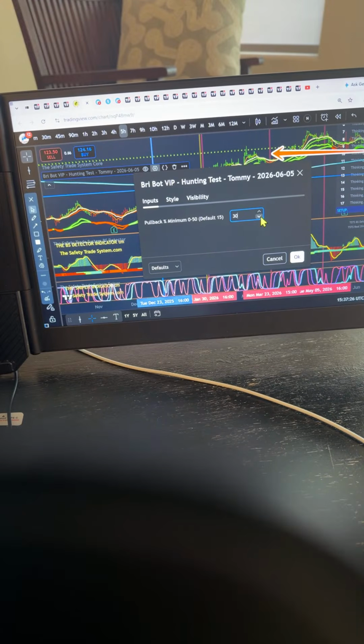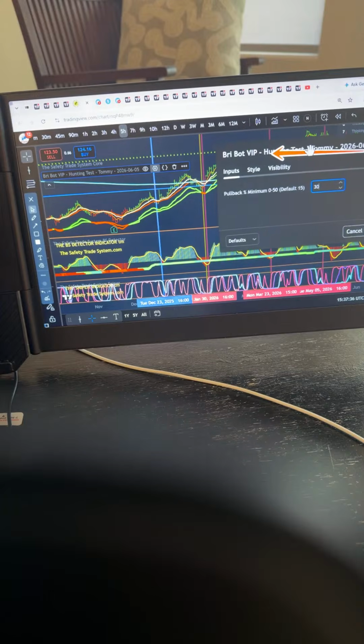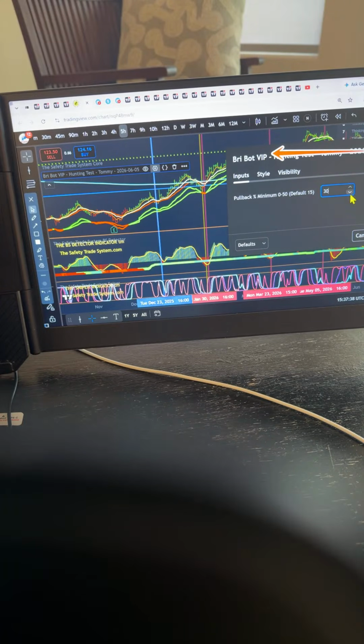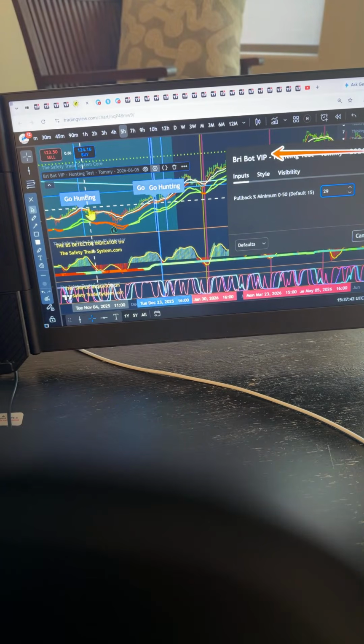Let's go down. Where'd you have it on? 26. Mine was still on 28. 29, 30, 31, 30. 30, I thought it was there. 29, there you go, 29. Yeah, so there's the go hunting, there's the go hunting, but it's still calling that go hunting.